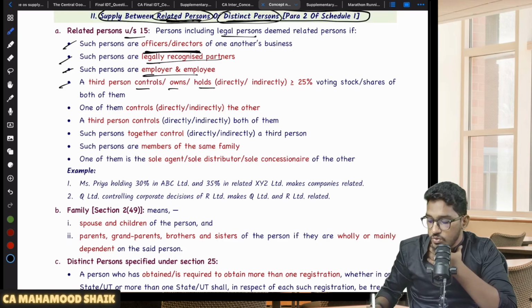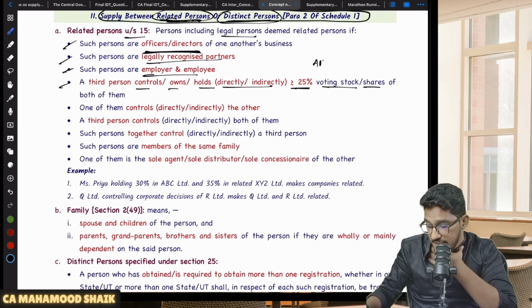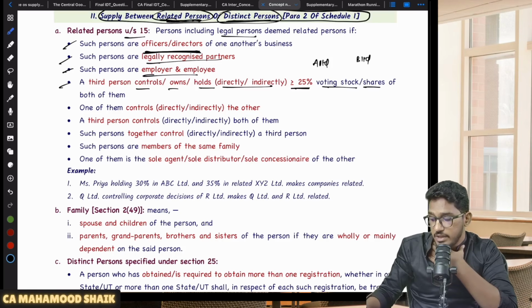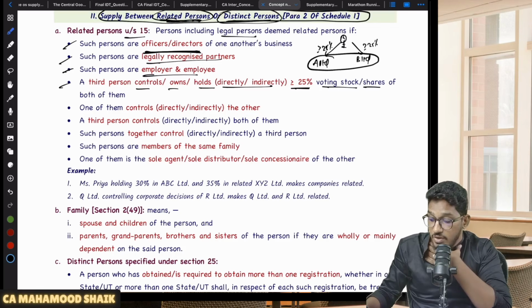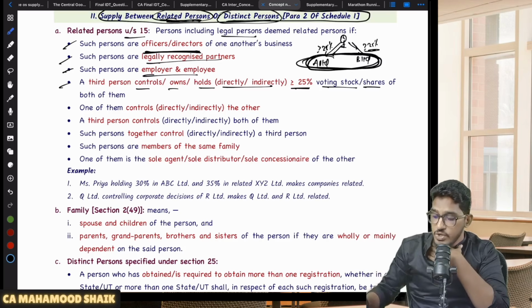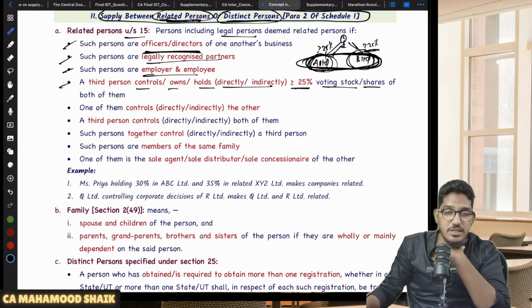A third person controls or owns or holds, indirectly or directly, greater than or equal to 25% of the voting stock or shares of both of them. Let us say, for example, there is A Limited, there is B Limited, and there is one third person holding greater than or equal to 25% of the shares in A Limited, and he is holding greater than or equal to 25% of the shares in B Limited. Now also this A Limited and B Limited, they both will be considered as related. They are not saying this person and A Limited, this person and B Limited. No, they are not saying it. If a third person owns, controls or holds greater than or equal to 25% of the voting stock or shares of both of them, then both will be considered as related. If a third party is owning greater than or equal to 25% of the shares in both companies, both companies will be considered as related.